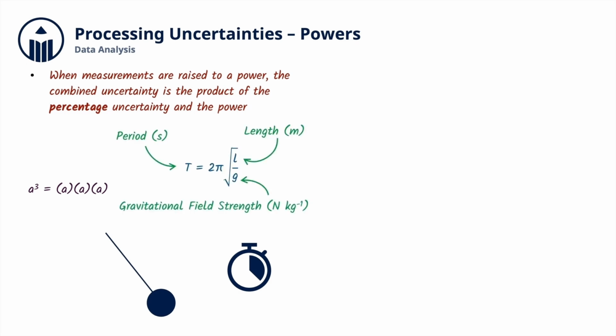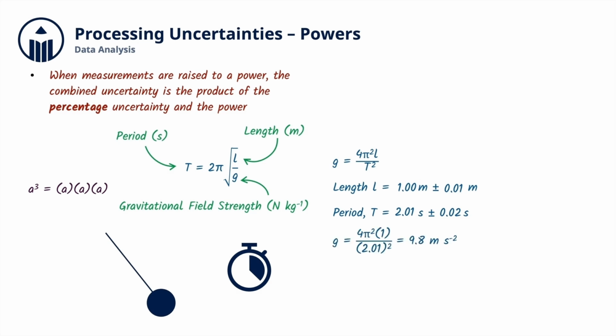The experiment involves calculating the gravitational field strength and seeing how close it is to the true value. By rearranging for the gravitational field strength, we get this equation. The average length measured is 1 plus or minus 0.01 meters, and the average period is 2.01 plus or minus 0.02 seconds. By substituting in the values, we find a gravitational field strength of 9.8 meters per second squared, which is the expected value. Since the length and the period are divided, we must add their percentage uncertainties to get the uncertainty in the gravitational field strength.